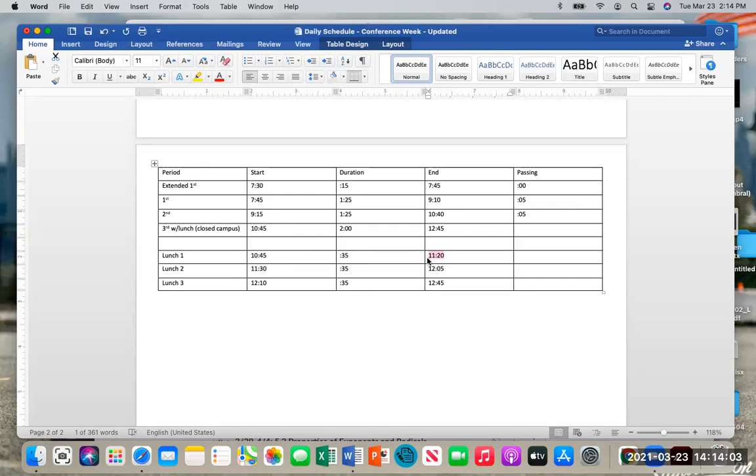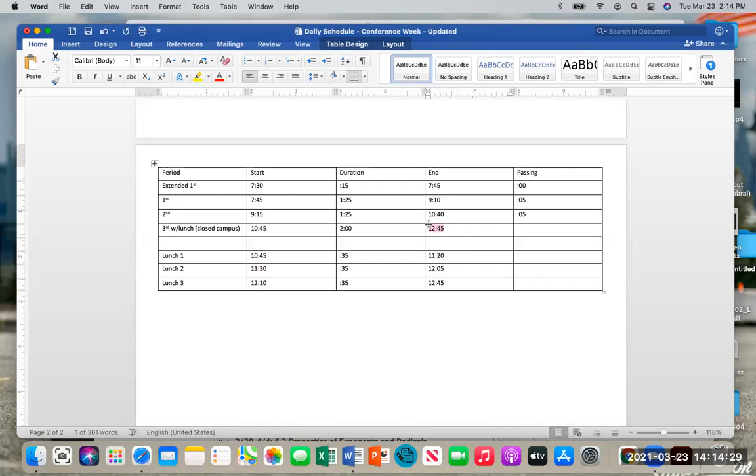Okay. Second period, or second lunch, is actually going to be in the middle of third period. So third period will start at 10:45. It'll go for 45 minutes until 11:30. Then you'll have lunch from 11:30 until 12:05. And then you'll go back to third period from 12:05 to 12:45 to finish up third period. So that's kind of a nice one.